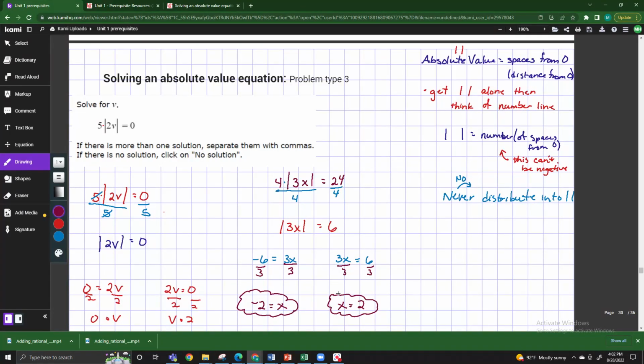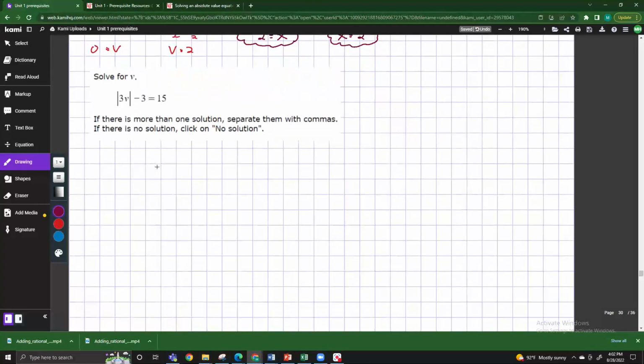All right, so that is one type of problem. The other type of problem could look like this, where we have the absolute value of 3v minus 3 equals 15. Yet again, we're still going to get the absolute value by itself first. So let's rewrite the problem. Minus 3 equals 15. So in this case, I have to get rid of that minus 3. So I'm going to add 3 to both sides. And then I have absolute value of 3v equals 18.